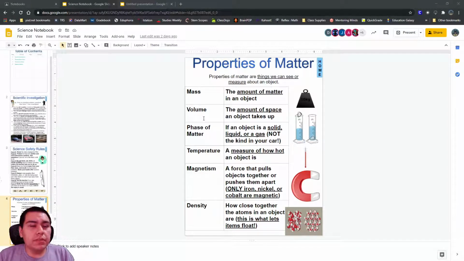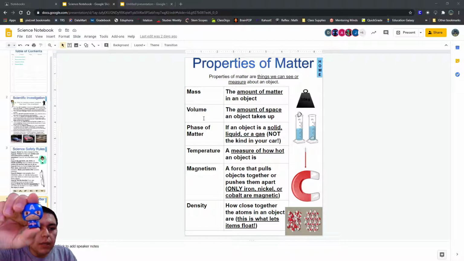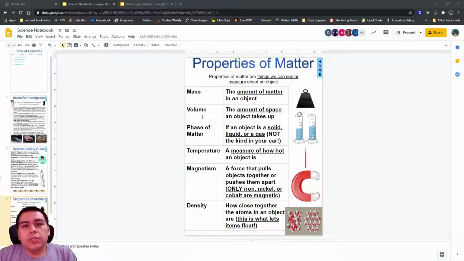Volume is the amount of space that an object takes up. So for something that's like a square or a cube, it's pretty easy to figure out how much space it takes up. You can just measure it and do some math. But for things that have a weird shape, like the stress ball or little Captain America, there's a test that you can do, and you can see it here on the side.